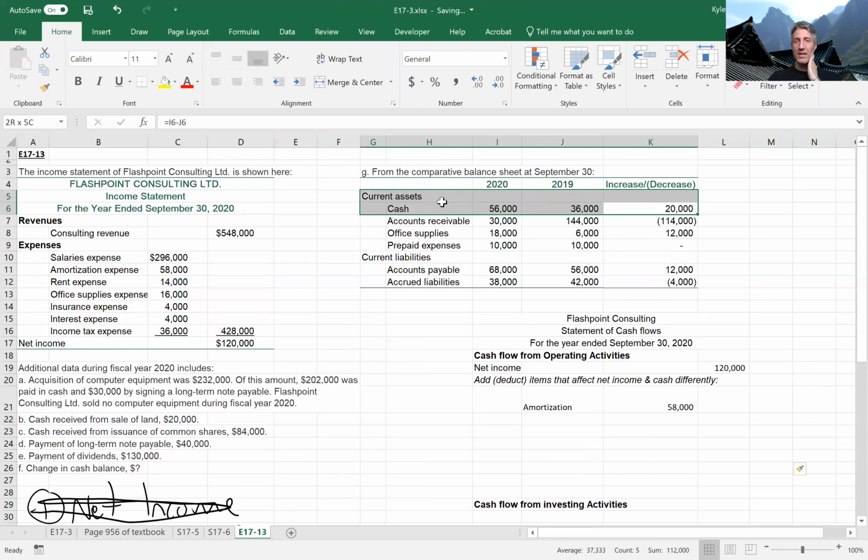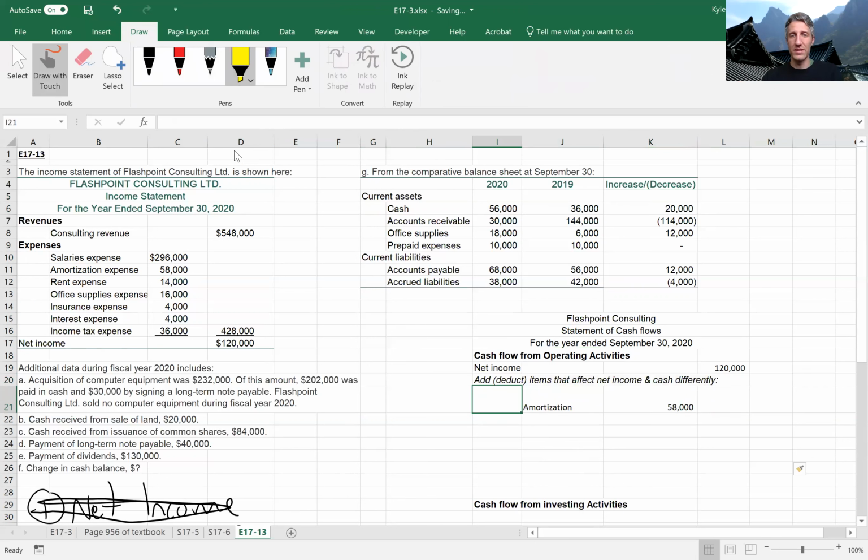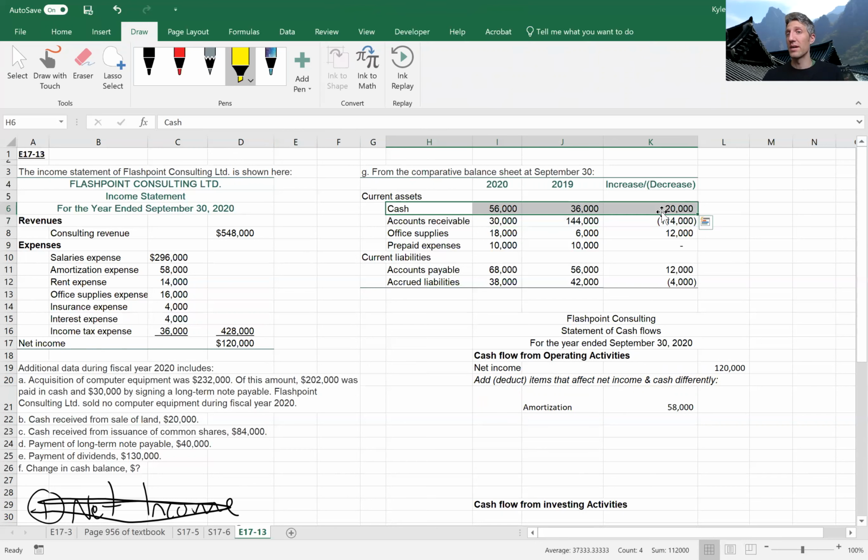So I can see here, I included cash. Now we're trying to figure out why cash increased or decreased by 20,000. And we can see if I highlight this in my cash flow for operating activities section, we're trying to figure out items that impact net income and cash differently. So we're trying to figure out why cash went up 20,000. I'm not going to make an adjustment on my cash flow statement for cash. I do it for all items that are current or non-current other than cash.